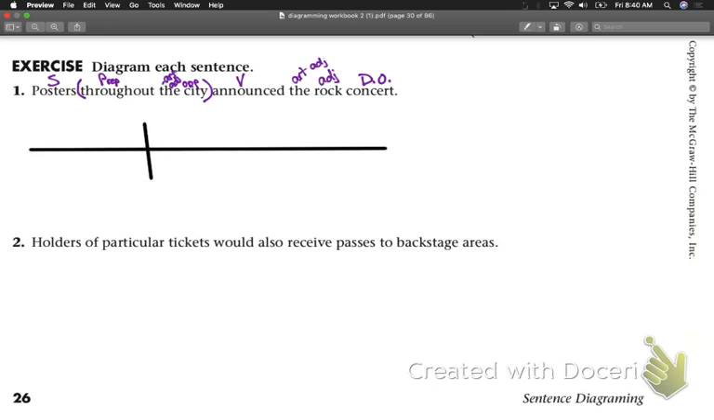We have posters as our subject, yes, and it's capitalized because it begins our sentence. Posters, what did they do? They announced. Now, because this is a direct object line, our line needs to go up and down just to the baseline, not through it. Concert. Underneath, we have the concert, rock concert. Okay. So we've got concert, rock, the, announced, and posters.